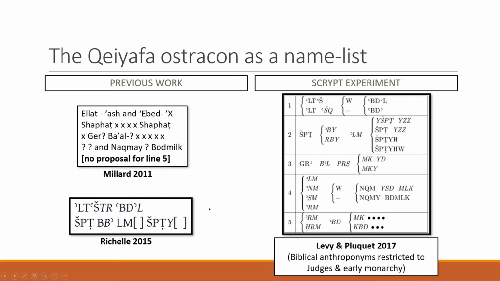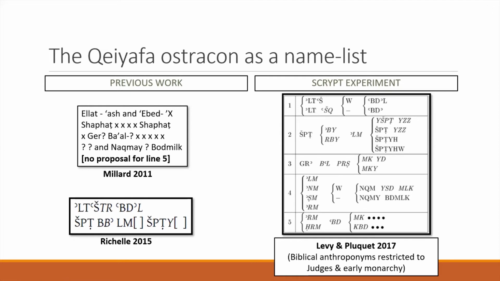Then Rollston wrote a super interesting paper in 2015, where he only dealt with the first two lines, and he proposed names for the first two lines. So we were like, okay, can we do better? Actually, with the tool, it only took, I don't know, a weekend to find names covering almost the whole inscription. That is what you have here. It was published in 2017. I will give the reference at the end.